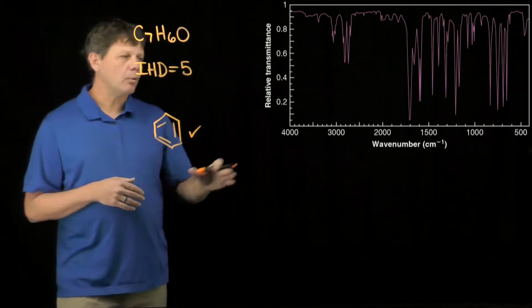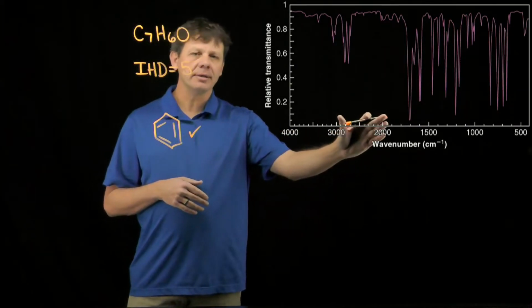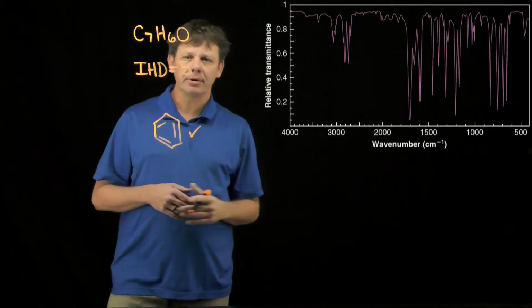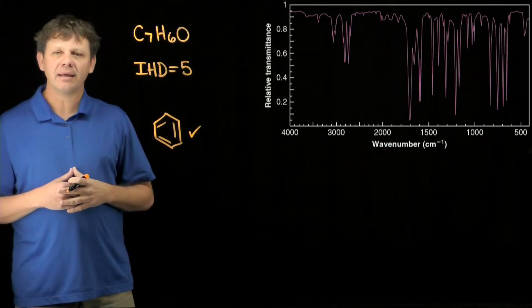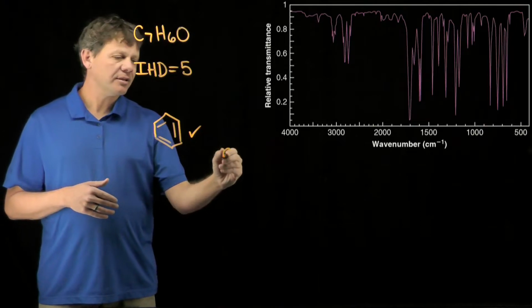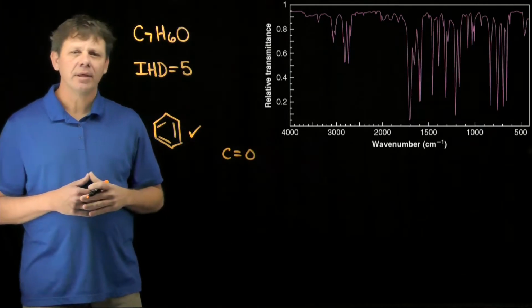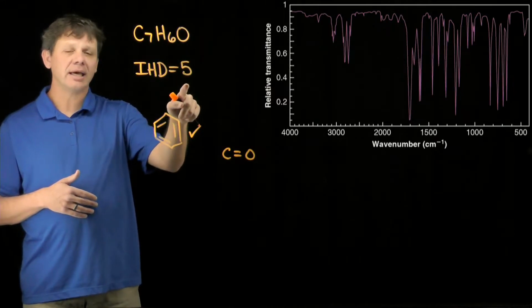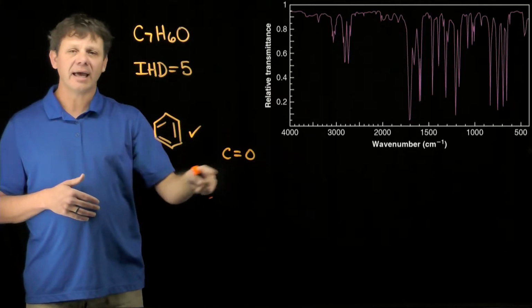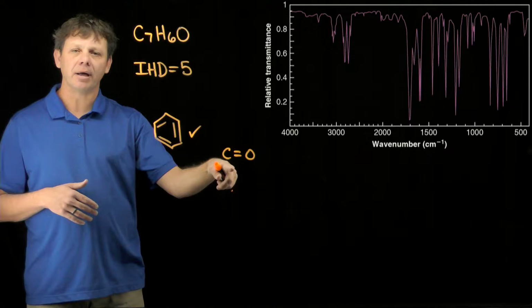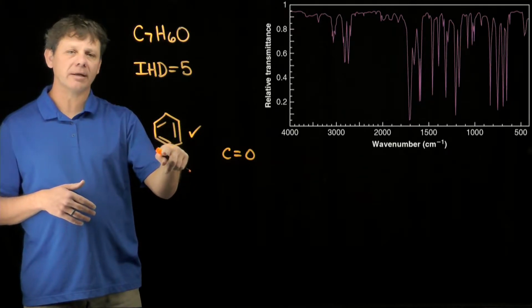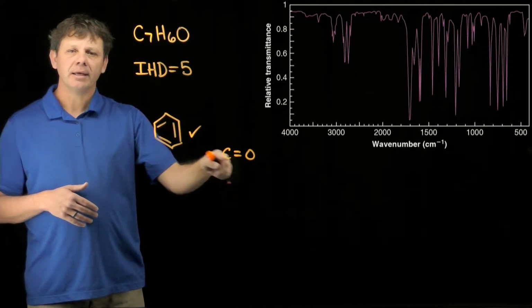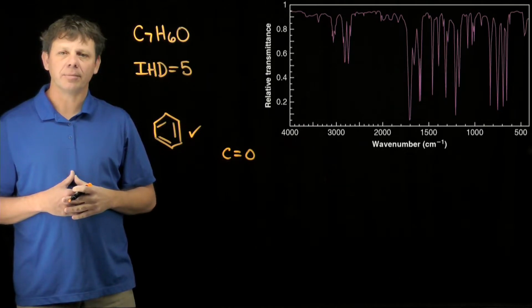What else does it point out? Well, you'll notice that at around 1700, we have the sharp, intense band at 1700. That's going to suggest a carbonyl. Well, that makes sense in terms of our molecular formula that has an extra oxygen and our index of hydrogen deficiency that has an extra pi bond, right? So we've got 4 because of the aromatic ring. The other one is because of the carbon-oxygen double bond.